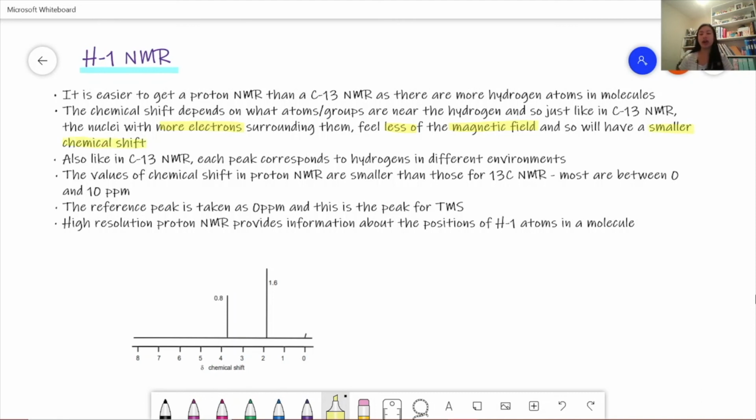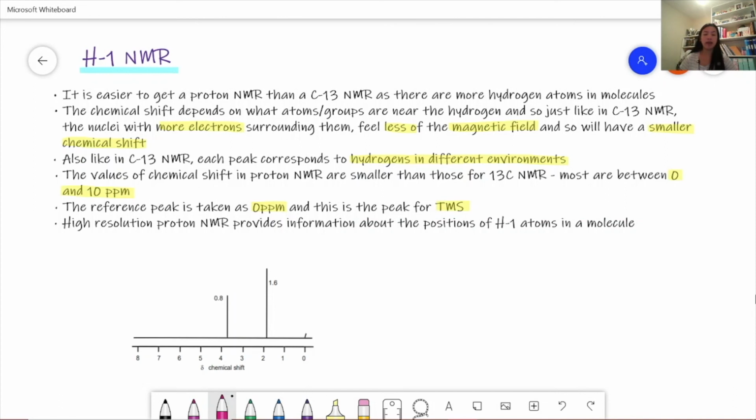Also, like in carbon-13 NMR, each peak corresponds to hydrogens in different environments. So what determines how many peaks we have is how many hydrogens we have in different environments. The values of chemical shift in proton NMR are significantly smaller than those for carbon-13 NMR, and most are actually between 0 and 10 parts per million. And again, the reference peak is taken as 0 ppm, and this is the peak for TMS, tetramethylsilane.